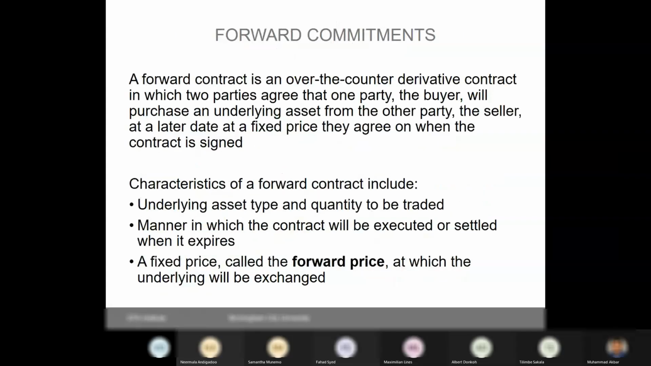Any questions so far before we move forward? Okay, so next we have forward contracts, and this is the first type of forward commitments that we talked about a few slides ago. So what is a forward contract? Forget about what we have on the slide here. Anyone? So a forward contract is what?